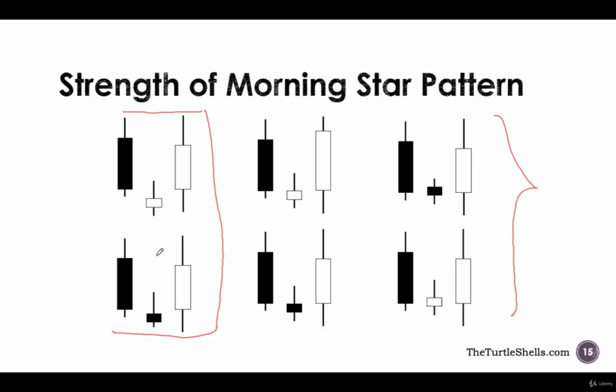Even in these two, if I were to choose, I would go for this one because of the white real body. You have bears taking control over the market. However, suddenly you have a spinning top, and that too a white color spinning top. So when the bears were happy at the opening, they are not as happy as they were at the opening on the close. So if I had to choose between these two, this one is stronger.